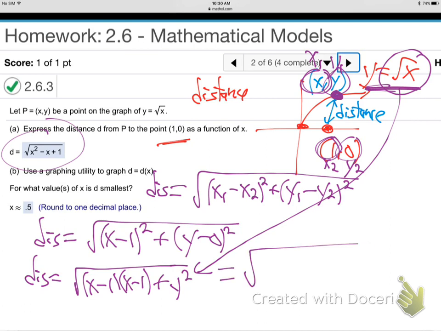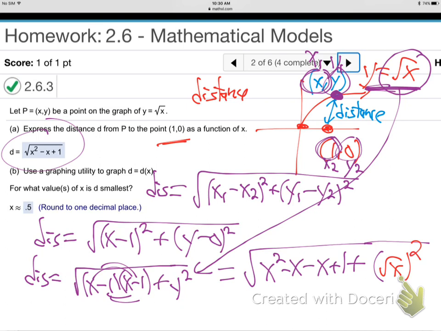So we get what? This will be x squared minus x plus 1, right, when you FOIL this, plus y squared. And what is y squared? It is going to be root x squared, because y is root x. Is that okay so far? Am I going too quick? Good.